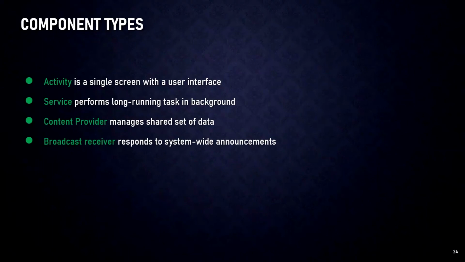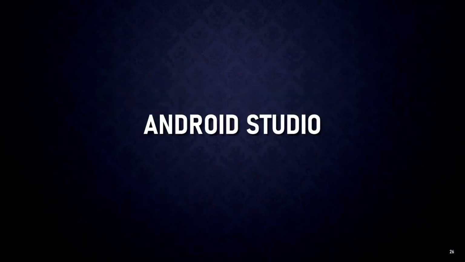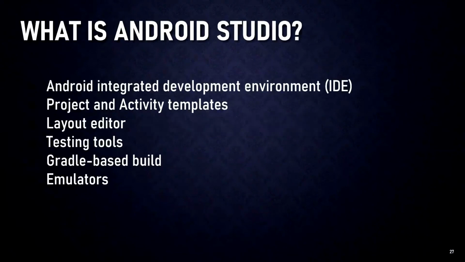Okay, let's see our first Android app development. We are going to use Android Studio. Let's see what Android Studio comes with. It's an integrated development environment, an IDE, that we use in our workshop. It also contains different project and activity templates so that you can select one of these and continue your work. There is also documentation on it, so you can see it and go with one of these templates. It also comes with a layout editor and different testing tools.